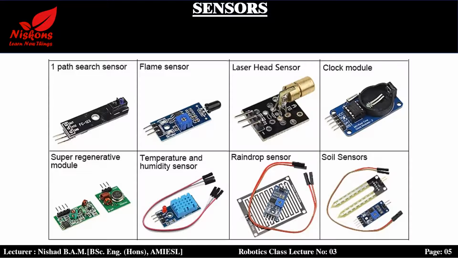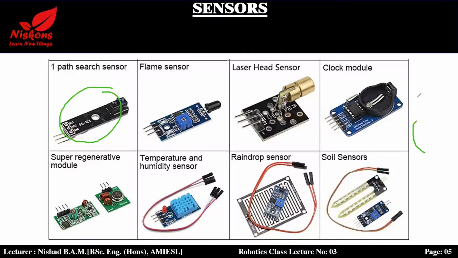Next we have the clock module. We can use this for calculating time, for time-dependent variables. Then we have the super regenerative module, temperature and humidity sensor, raindrop sensor, and soil sensor. By using just one of the sensors I showed here, you can create tons of projects. As an example, if you select this sensor and go for a project, you can work on several projects.